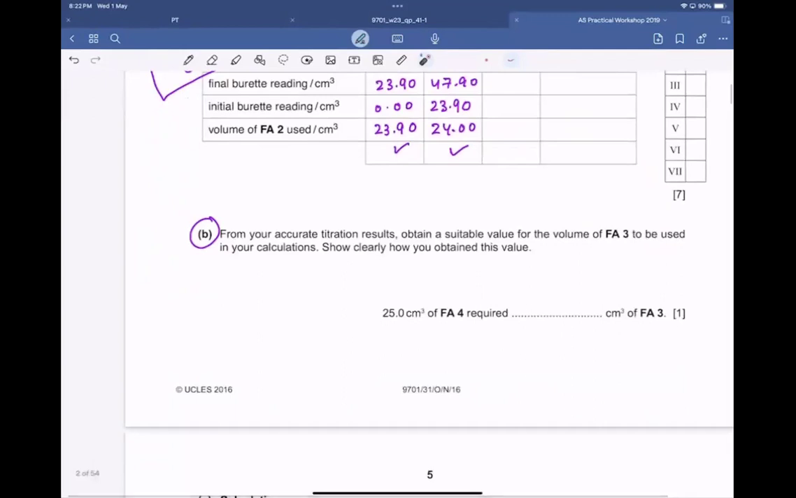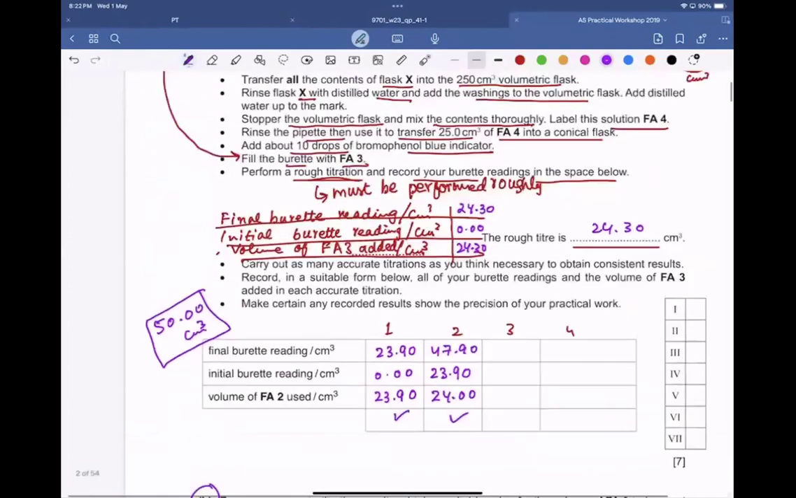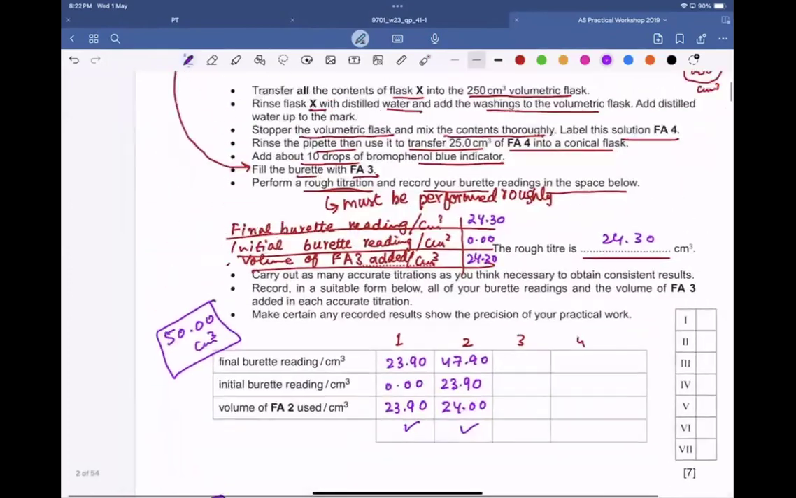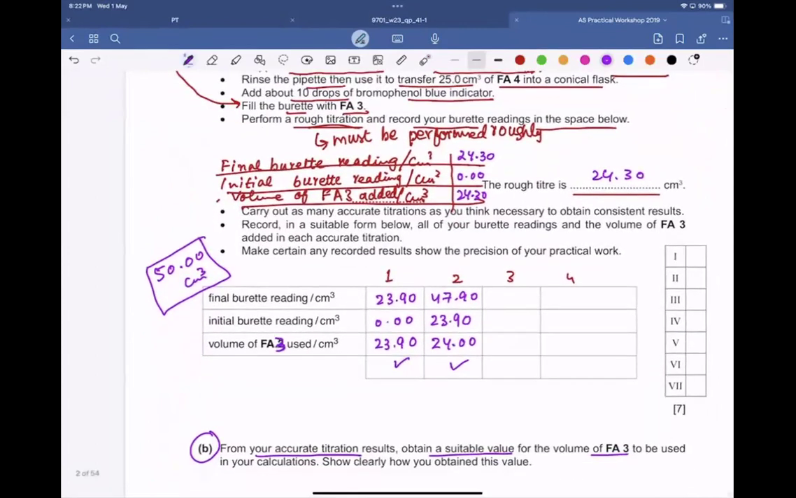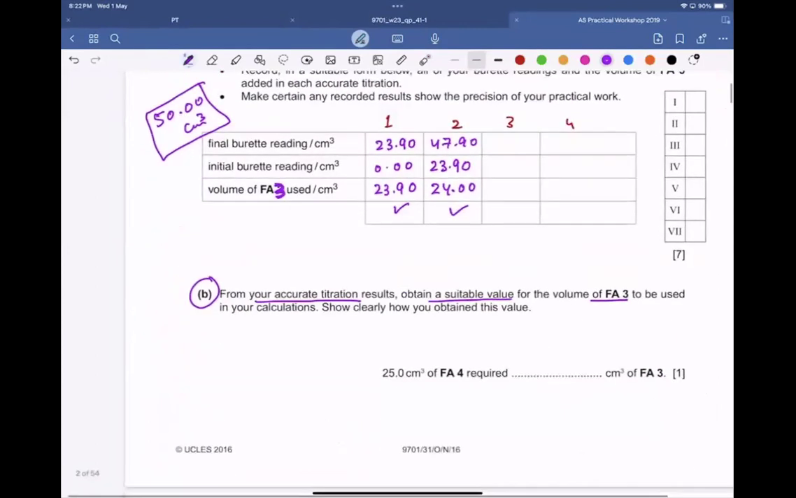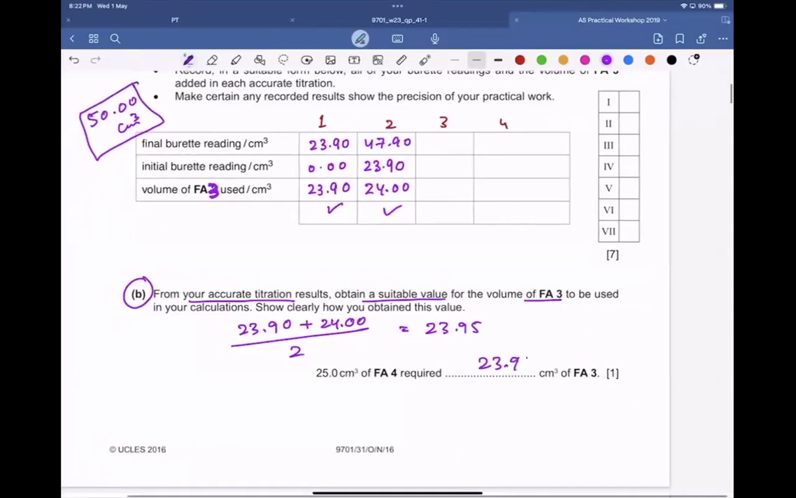Okay. Now what they are saying, from your accurate titration results, obtain a suitable value for volume of FA3. Okay, and it's a mistake. It's FA3 over here. Okay. So how would we calculate the volume of FA3? 23.90 plus 24.00 divided by 2. So if you divide it by 2, you will get 23.95 and you will quote it over here: 23.95. Is this clear?